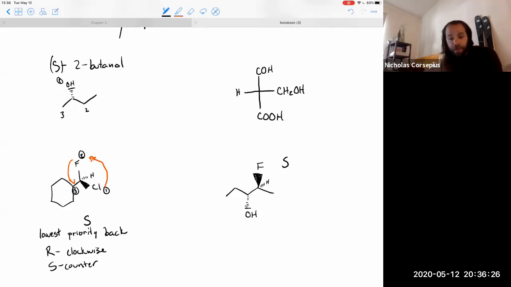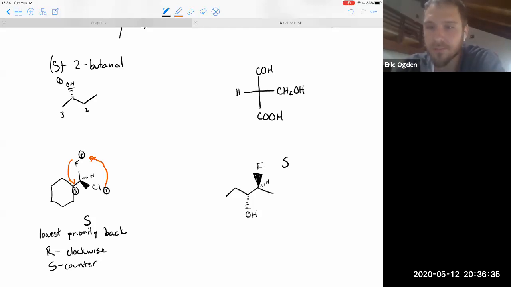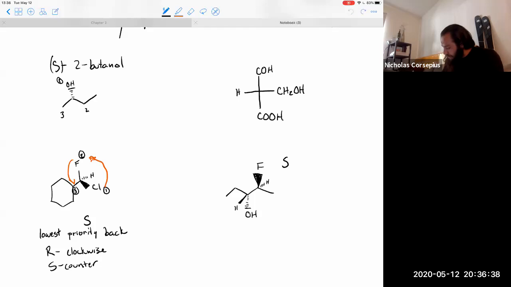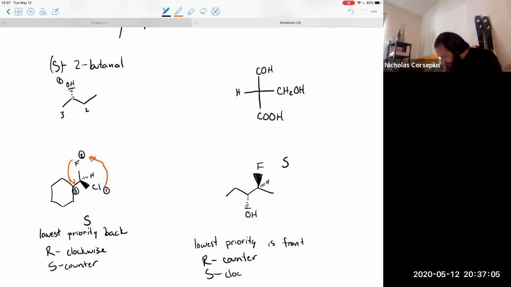Now, this has the exact opposite situation. Now my lowest priority group is pointed where? Towards us. Towards us, right? So my lowest priority group is now a hydrogen that's on this little wedge. We could rotate this molecule in our mind or something complicated like that. Or we can just flip the rules. So now if lowest priority is up front, R is counter, and S is clockwise. That's kind of the easiest way.